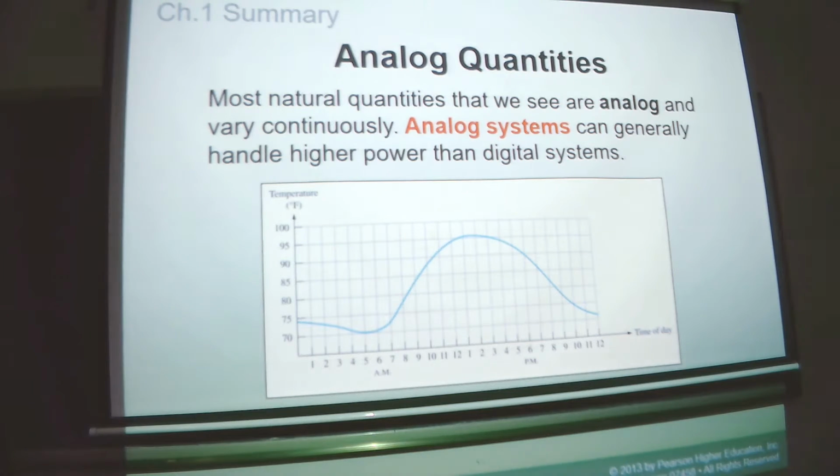What are analog quantities? Most natural quantities that we see are analog and vary continuously, such as temperature.